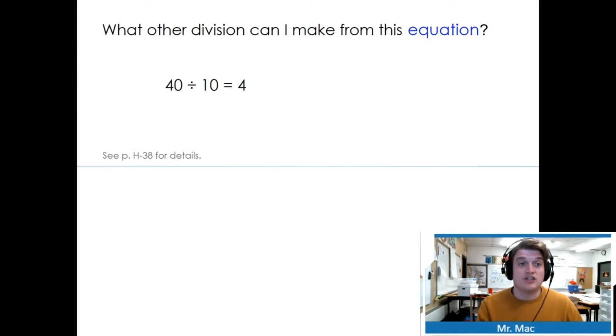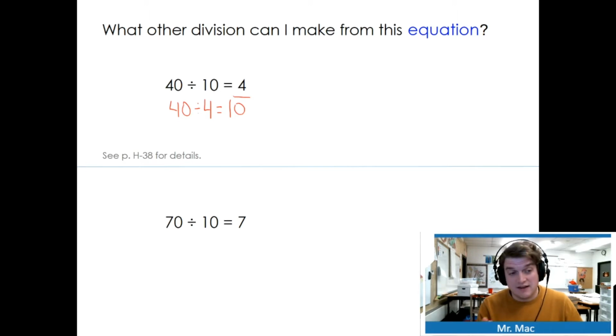What other division can I make from this equation? 40 divided by 10 equals 4. Well, I can also skip count by 4s instead of by 10s. It just takes a little longer. For example, 4, 8, 12, 16, 20, 24, 28, 32, 36, 40. So if I instead divide 40 by 4, I get the answer of 10.